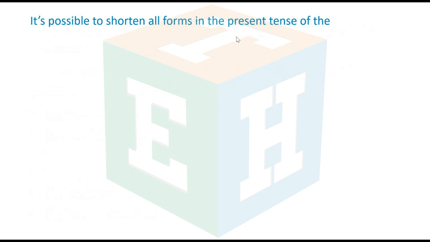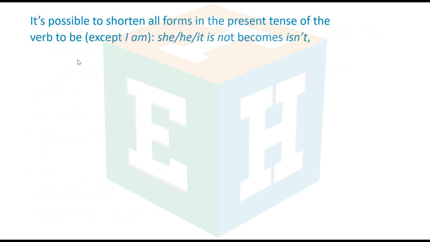It's possible to shorten all forms in the present tense of the verb to be, except I am. She, he, it is not becomes isn't. And you, we, they are not becomes aren't.